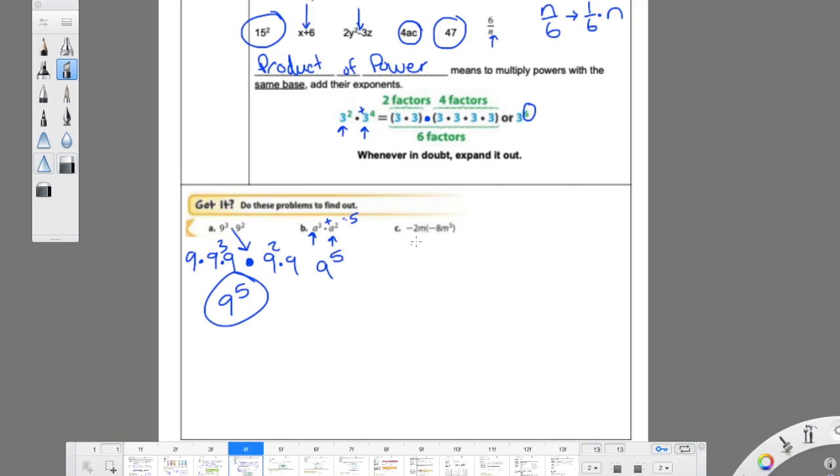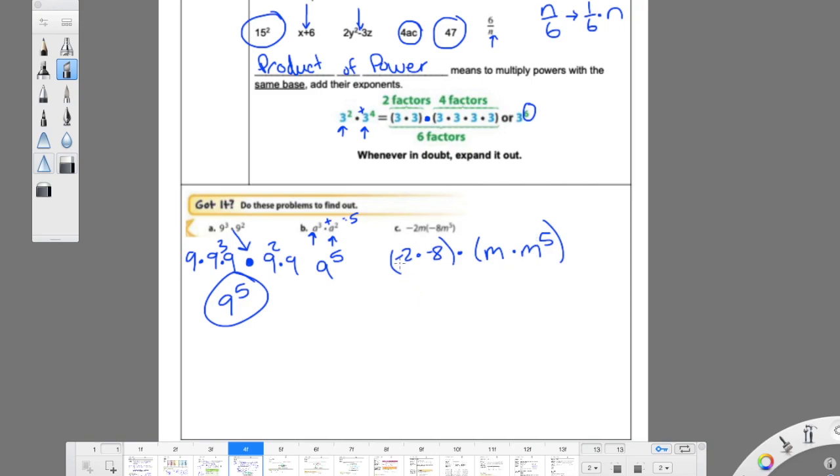All right, this one's a little different because now we have coefficients, which means these numbers. I have a -2 and I have a -8. A coefficient is a number in front of the variable. That's what we call that number, a coefficient. So now I want to do -2 times -8, and then m times m to the 5th power. So I kind of separate them out here just so that you can see. You're going to multiply the coefficients, the numbers, and then deal with the variables and the exponents.